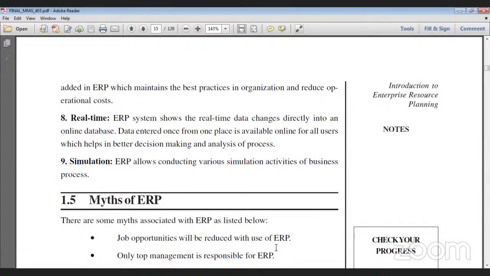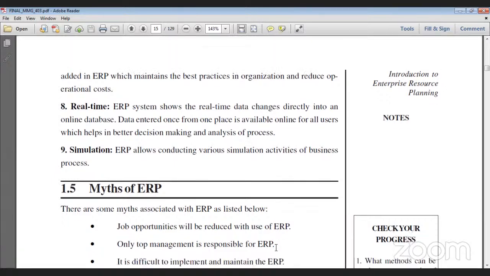Here, the ERP system shows real-time data changes directly in the online database. Data entered once from one place is available online for all users, which helps in better decision making and analysis of the process also. The ninth point is simulation. ERP allows conducting various simulation activities of business process also.